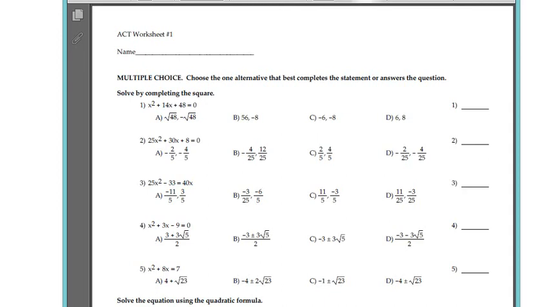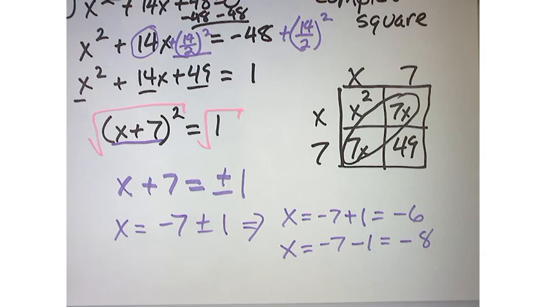Any questions? Was this on our test? Huh? Was this like on our test? Yeah, I think a version of that was. I think it might have changed the number.